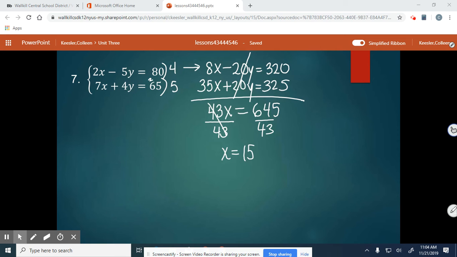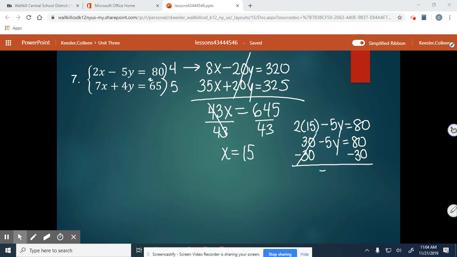So now I can plug in 15 to our original first equation and solve for y. So that's 2 times 15 minus 5y equals 80. So that's 30 minus 5y equals 80. Subtract 30 from both sides. And negative 5y equals 50. Divide by negative 5. And y equals negative 10. Making our solution 15, negative 10.